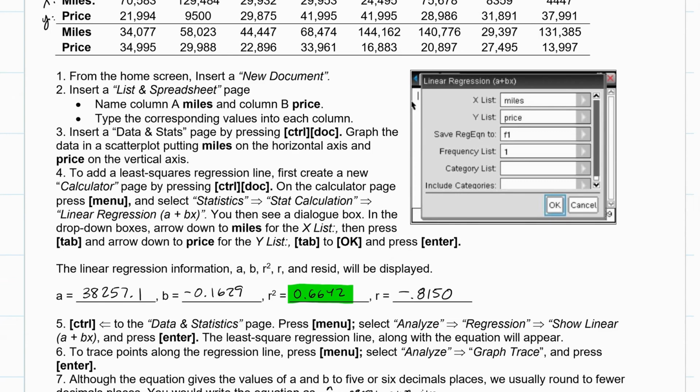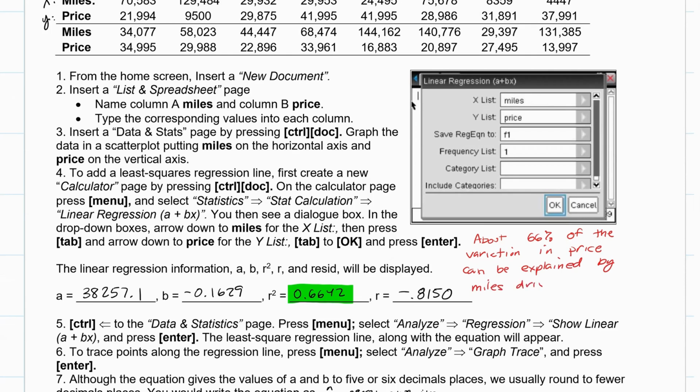What this means is that about 66% of the variation in the price can be explained by the miles driven.